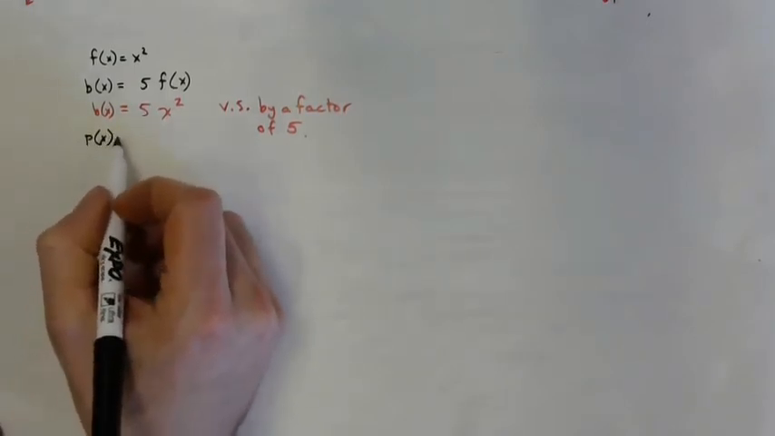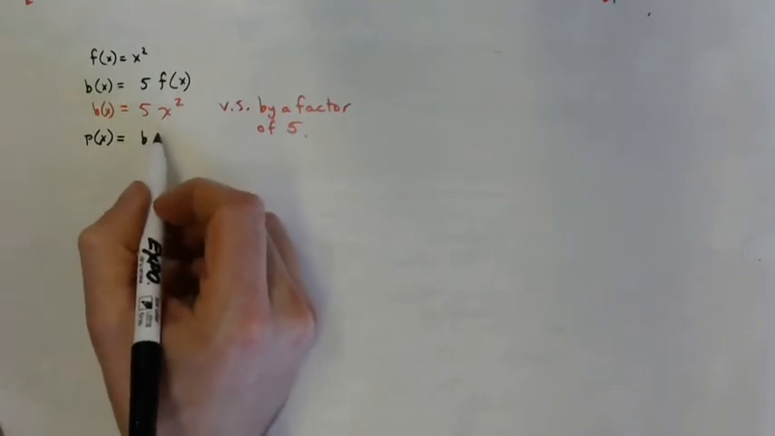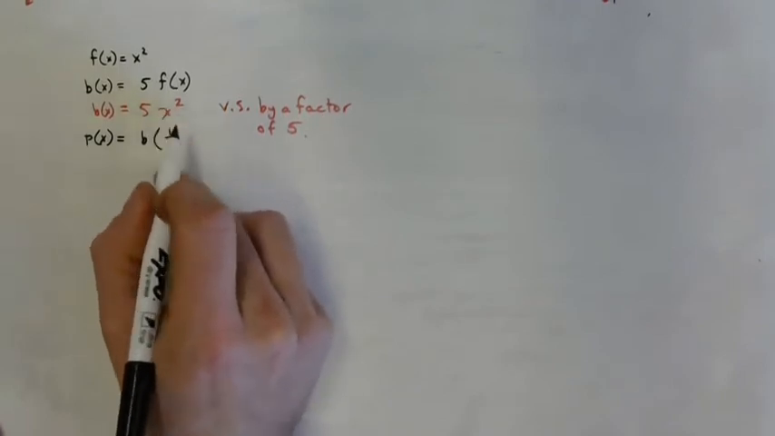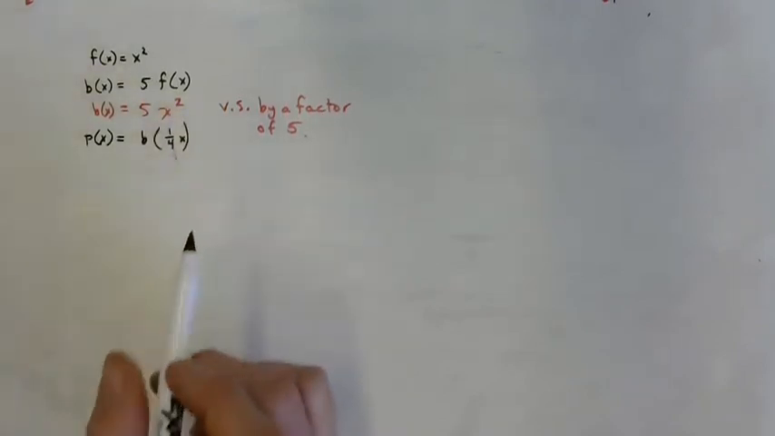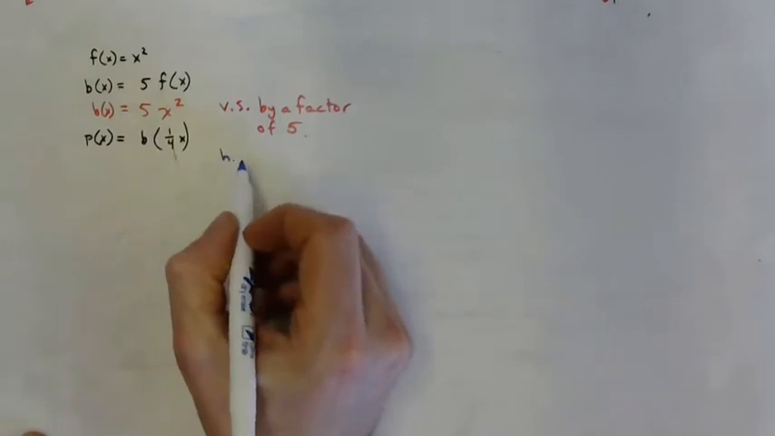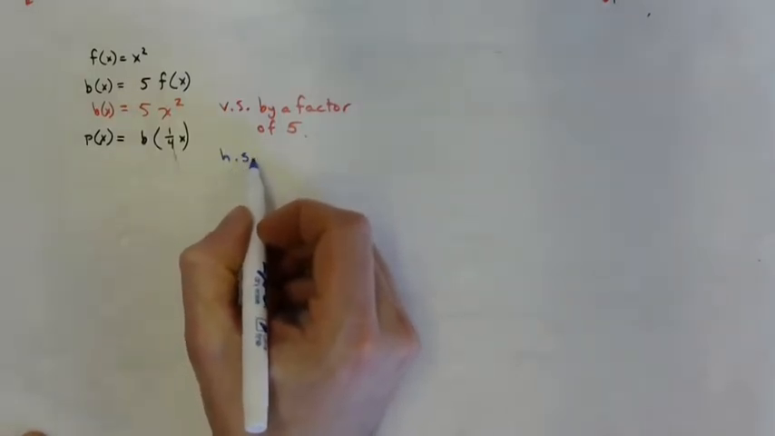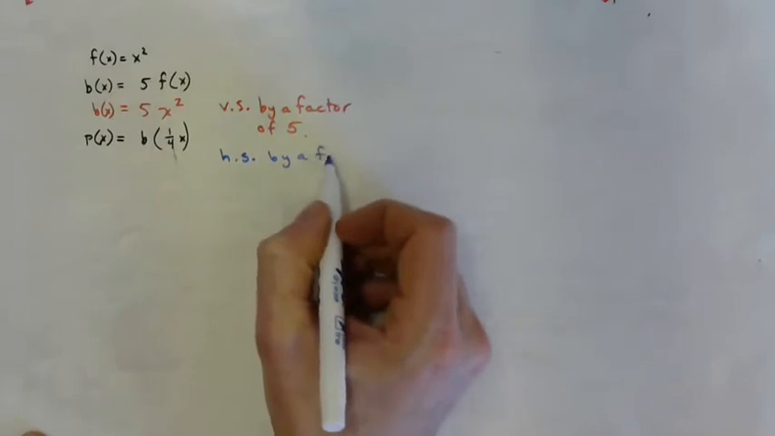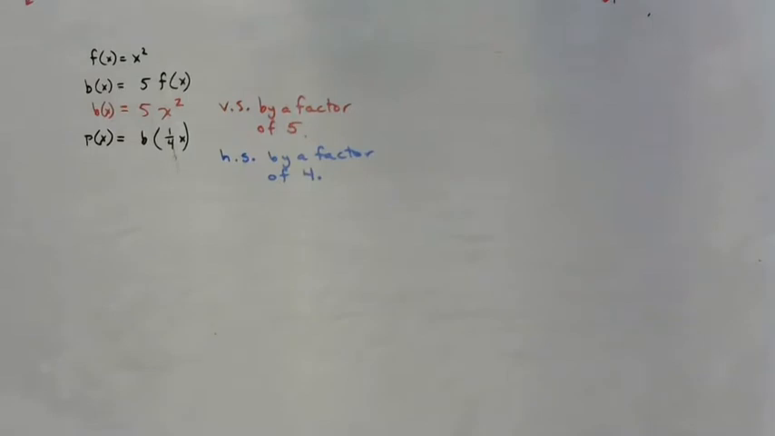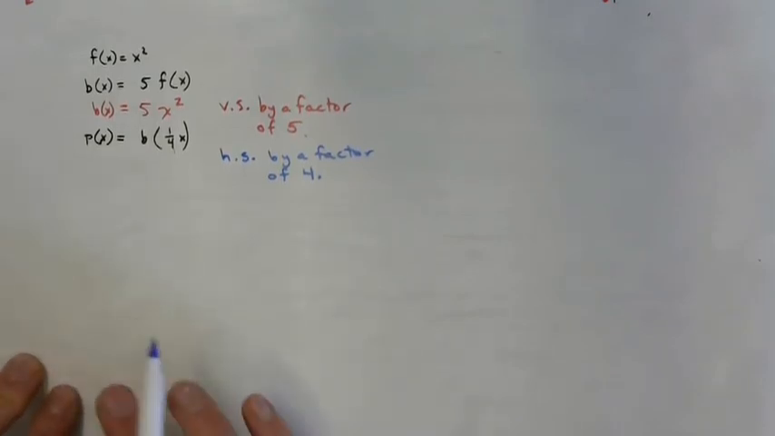Okay, we're also told the transformation for p of x. For p of x, we're going to take b of x, but wherever we see an x, we're going to put in 1/4 x. What transformation is that? That is a horizontal stretch by a factor of 4. It's okay if you're still foggy on that. It means you didn't do your practice problems from yesterday, and you have lots to catch up on.